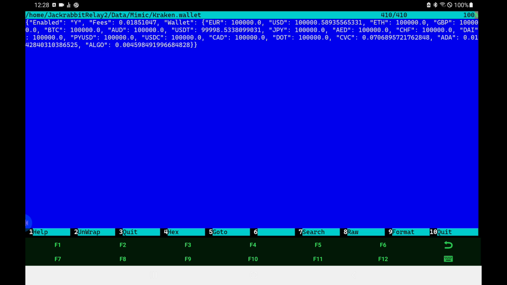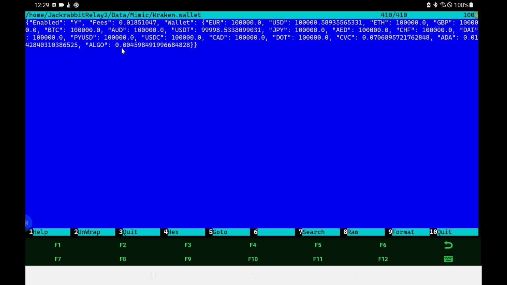And as you can see, CVC, the current amount of dust, ADA, the current amount of dust, and Algo, the current amount of dust. The three assets I am testing right now in my Mimic Kraken account.